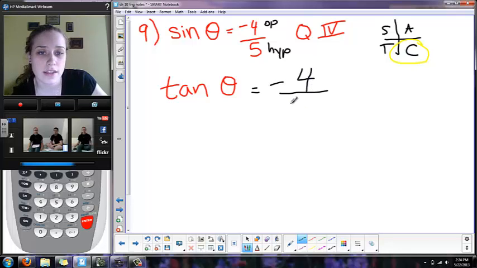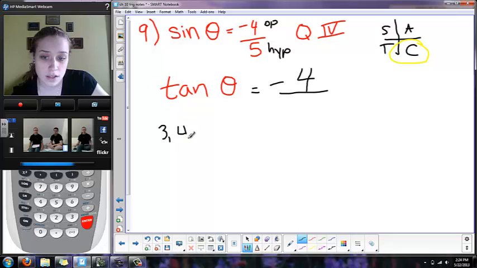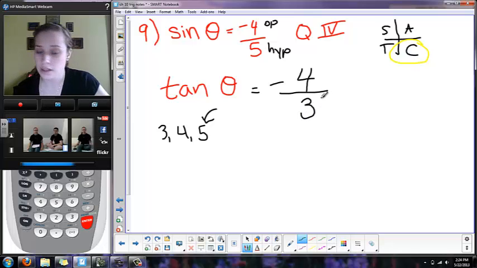I still have to find the adjacent side, and if you notice, one more time, the Pythagorean triple 3, 4, 5 comes into effect. I don't even have to do the Pythagorean theorem because I know that this time it really is a triple because the 5 is the hypotenuse and that's the biggest number. So the adjacent side, the missing side is 3, and that's it. I'm done. The answer is tangent theta is equal to negative 4/3. Okay?